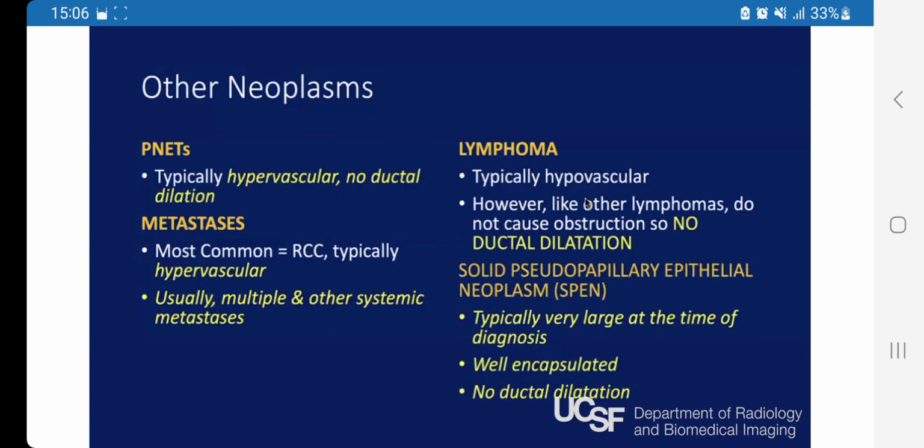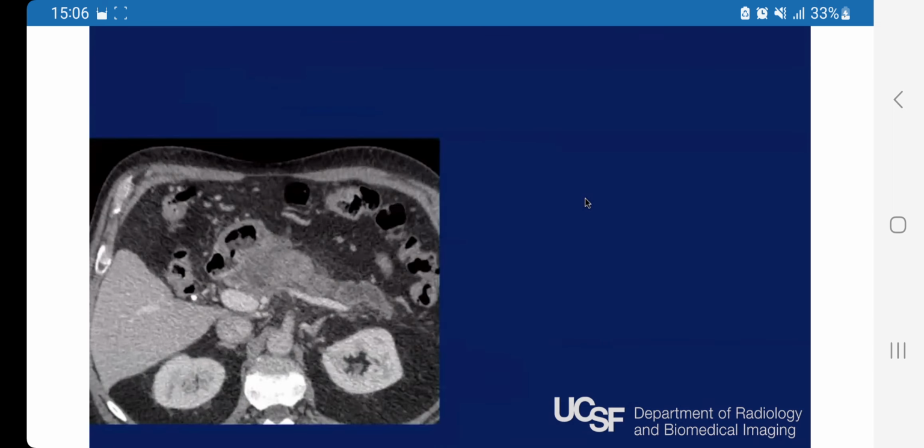And another mimic could be solid pseudopapillary epithelial neoplasm, or SPEN, also called daughter tumor or daughter cyst. They are typically detected large at the time of diagnosis. They sometimes have calcification, they're well encapsulated, and again, no ductal dilatation. They're usually located at the pancreatic tail.